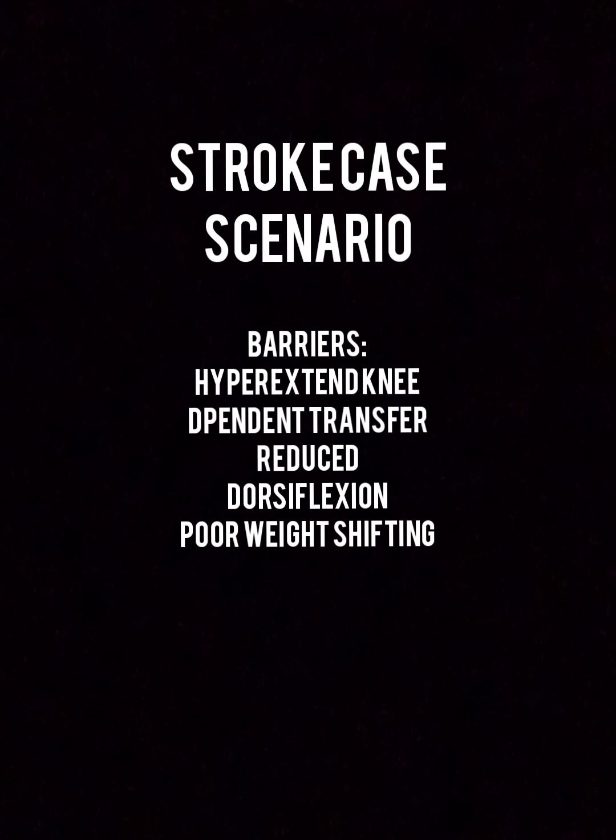The first one was hyperactive quadricep muscle and inactive hip extensors causing a hyperextension in the knee joint. Second barrier: the patient was not able to put weight on the affected side and had difficulty transferring from the chair. Third problem was decreased dorsiflexion of the foot causing a slap gait.